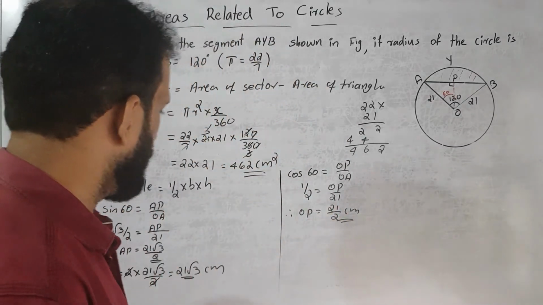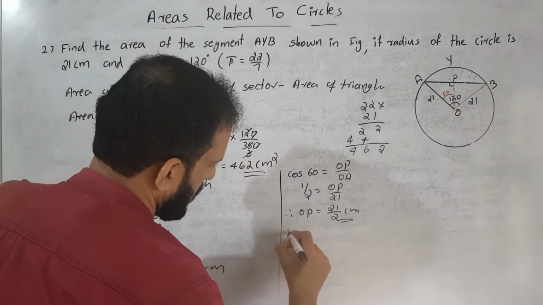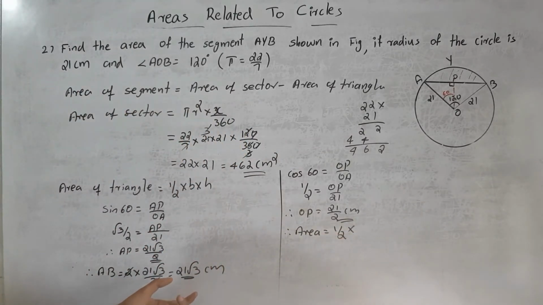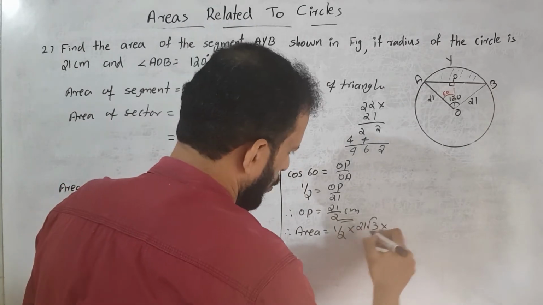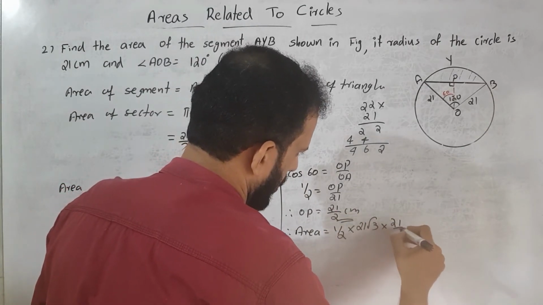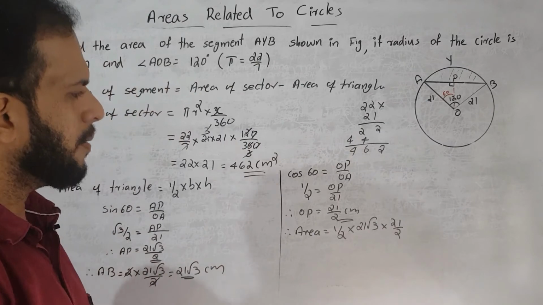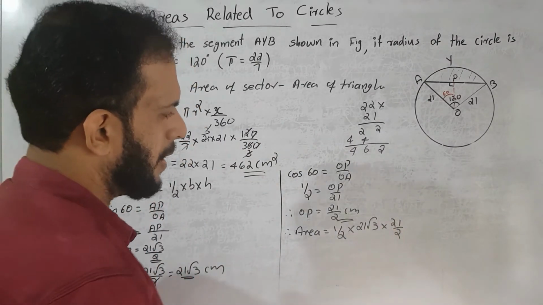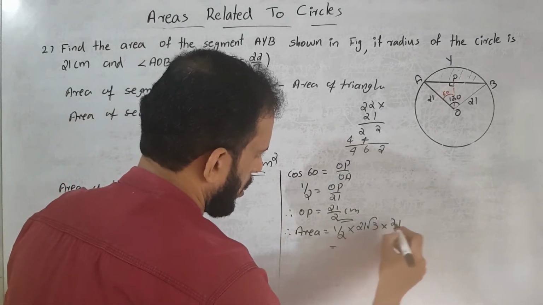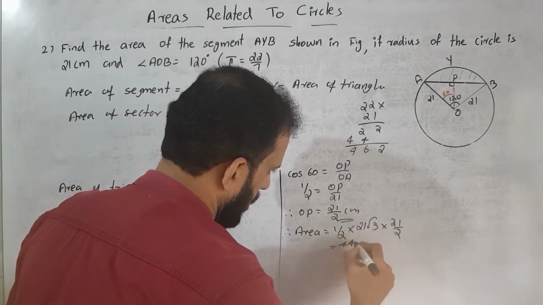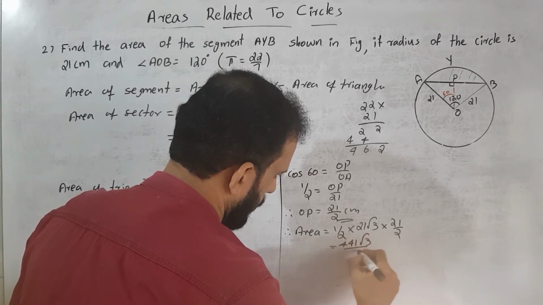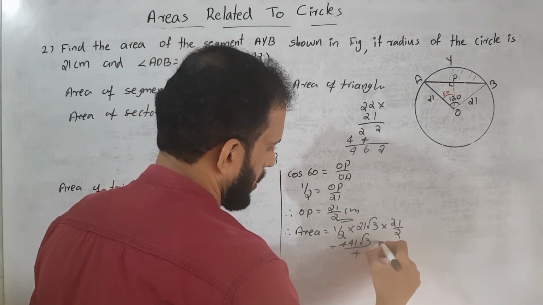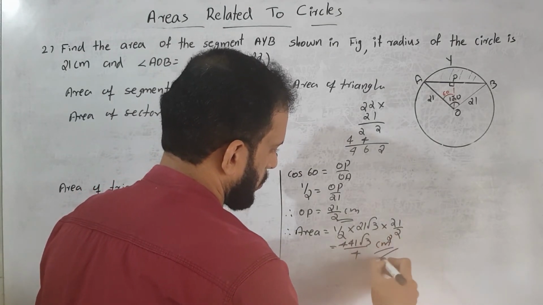Then next we write the area. Therefore area is equal to half into b into h. What is b? b is 21 root 3. Height is 21 by 2. So 21 root 3 into 21 by 2. Then we multiply the numerator, we get 21 into 21 is 441 root 3 by 4. So 441 by 4 root 3 square centimeters.